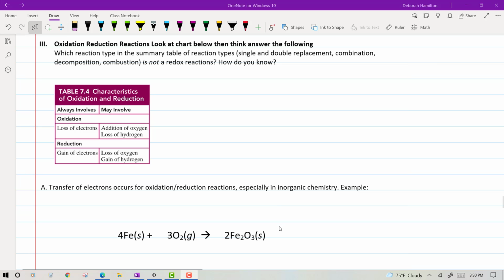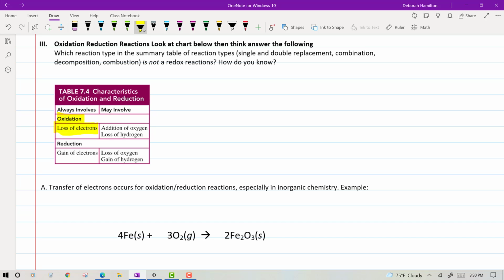All right, this is chapter 7 summary notes on balancing equations. We're going to be taking a look at the characteristics of oxidation reduction reactions and how to balance electrons. All right, so you see a chart here on your screen that shows a little table of characteristics of oxidation and reduction. And so I'm going to highlight some things here for you.